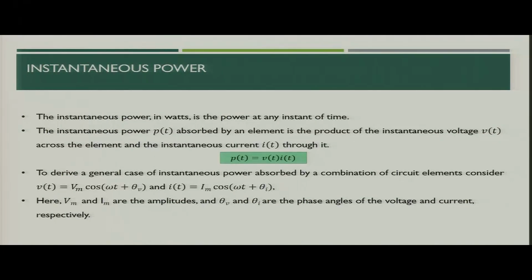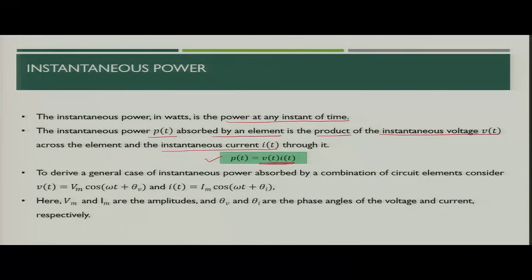Now, let us talk about the instantaneous power. Instantaneous power is the power at any instant of time consumed by an element or being supplied by any voltage or current source. So the instantaneous power p(t) absorbed by any element is the product of the instantaneous voltage v(t) and the instantaneous current i(t) which is flowing through it. In mathematical terms, we can write p(t) is nothing but voltage v multiplied by current i, both in time domain.